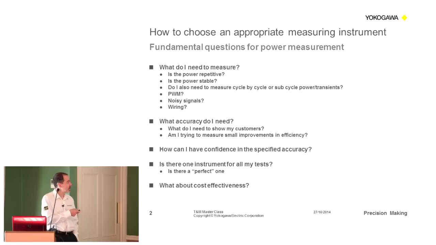Am I looking to measure small changes in efficiency? It automatically means that you have to measure with very high accuracy. It is possible, if you're measuring with too low an accuracy, to get efficiencies of better than 100%. So this is, of course, potentially a big problem. The other issue is, how can I have confidence in the accuracies that I'm being presented with, the specifications I have on paper?